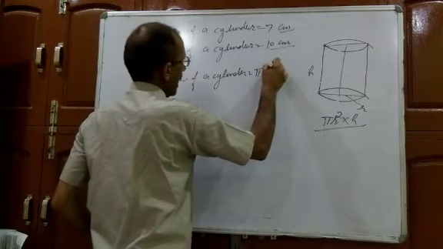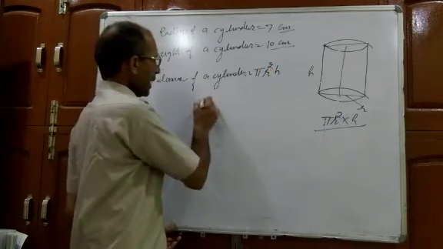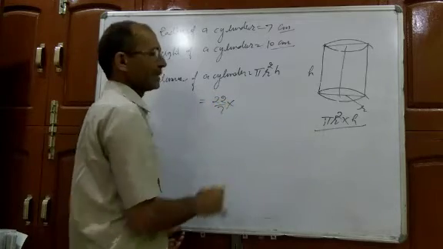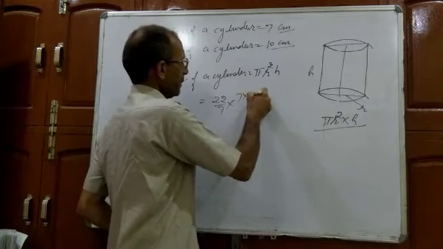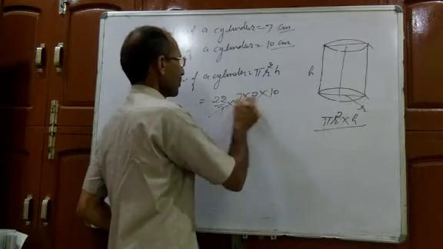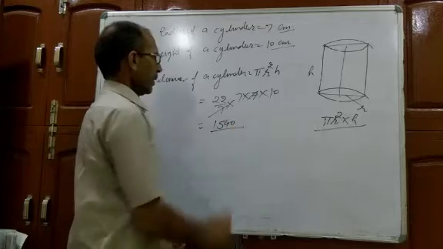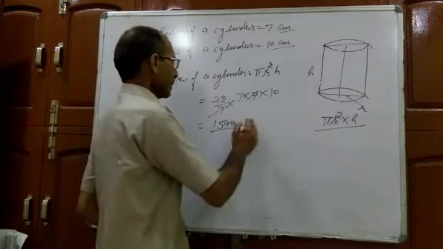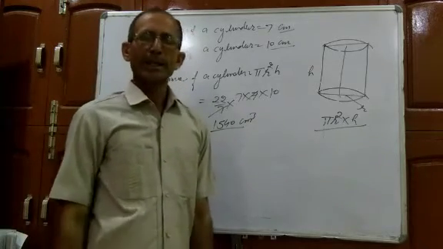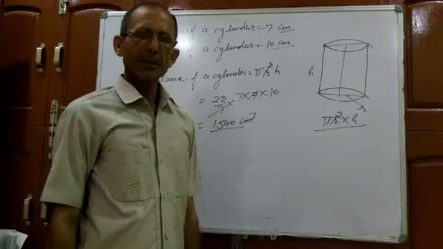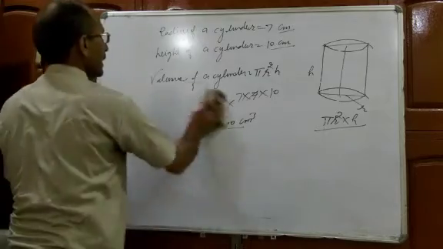is pi r square h. The value of pi is 22 by 7. The radius is already given. What is the radius? 7 multiplied by 7. Height is 10. So cut it. Now it will be 1540 cubic centimeter. So this is the capacity, this is the volume of a cylinder. Any doubt, any confusion? Now some questions related to the cylinder.